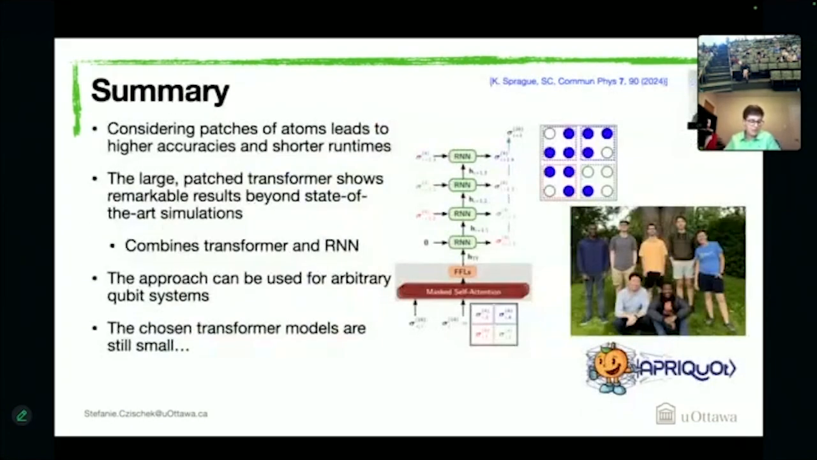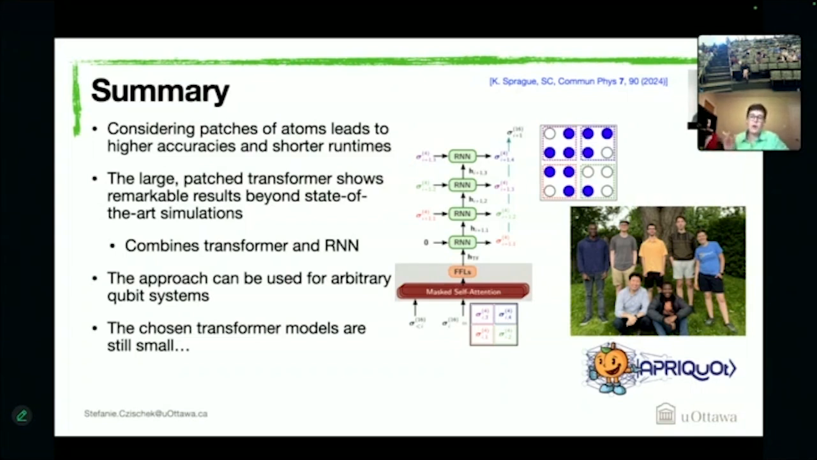Okay. And so this brings me to the summary and to the end of my talk. So let me summarize. By considering patches of atoms instead of single atoms, or a sequence of single atoms, when using our neural network quantum states, we can reach higher accuracies, and we also significantly reduce the computational cost, which is always a very powerful and promising thing. Then we introduced this large patch transformer, which combines the transformer and the RNN. And with this, we were able to reach remarkable results beyond state-of-the-art simulations for these Rydberg atom arrays.